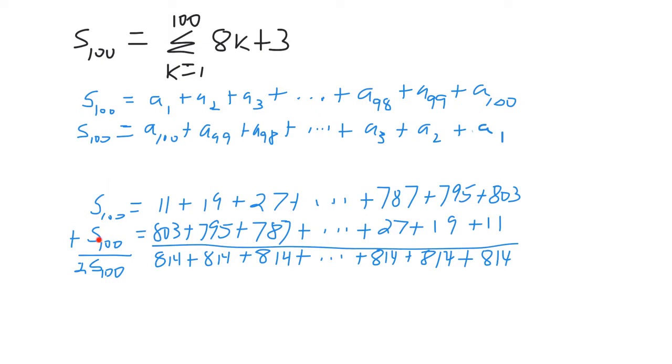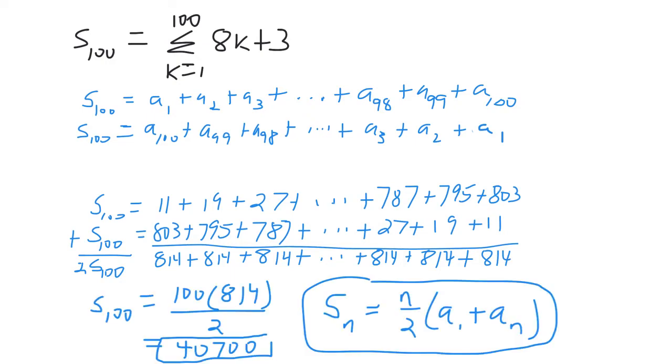So here, if I add down, I get 2 sums of the first 100 terms. And what I get here is 100 answers of 814. I'll divide both sides by 2 to solve for S100. So that particular answer is 40,700. That's what the first 100 terms add up to.